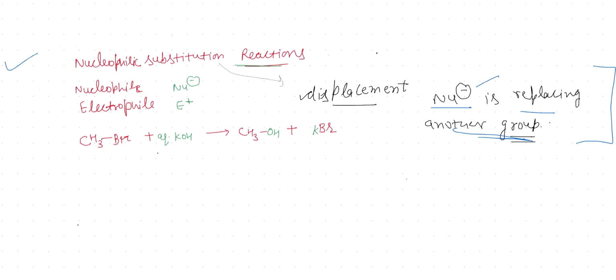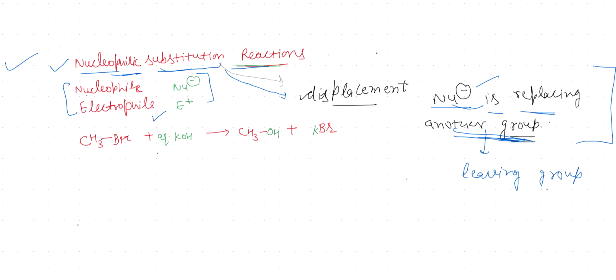Good morning, everyone. Today, I will discuss nucleophilic substitution reactions. In the previous lecture, we discussed nucleophiles and electrophiles, and what kind of species can act as a nucleophile and an electrophile. So here, first of all, what is the meaning of substitution? Substitution means displacement. In this reaction, the nucleophile is replacing another group. That other group will act as the leaving group.